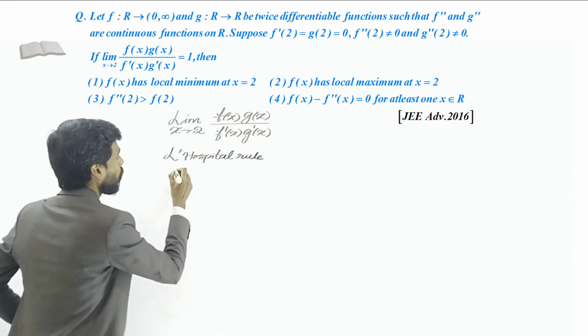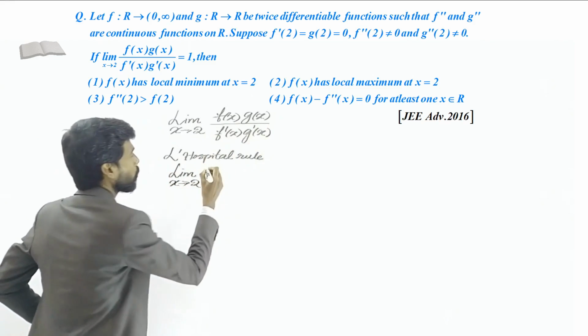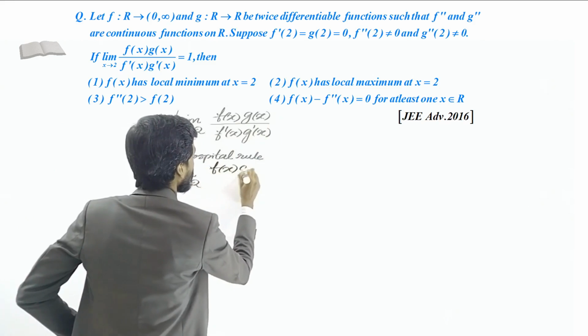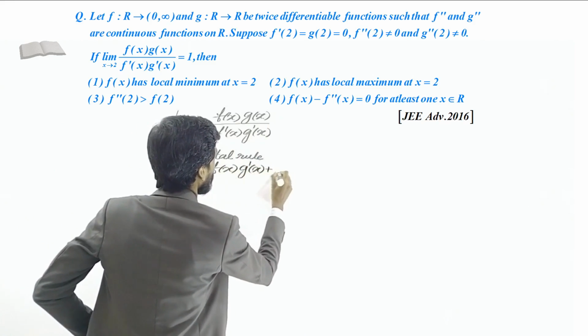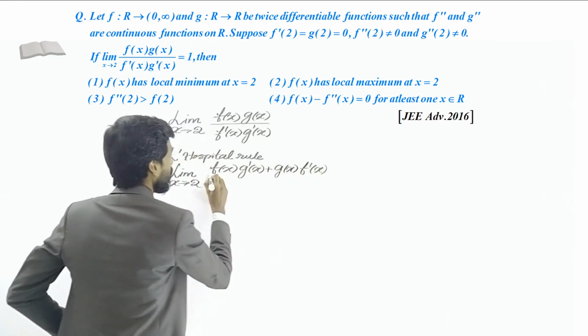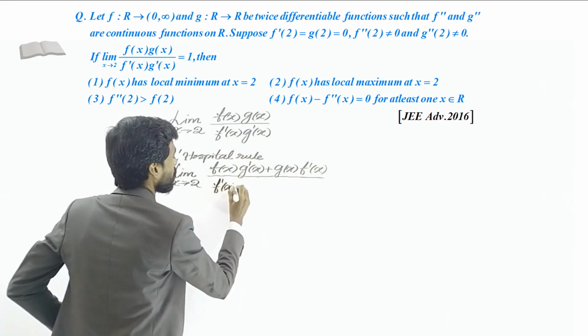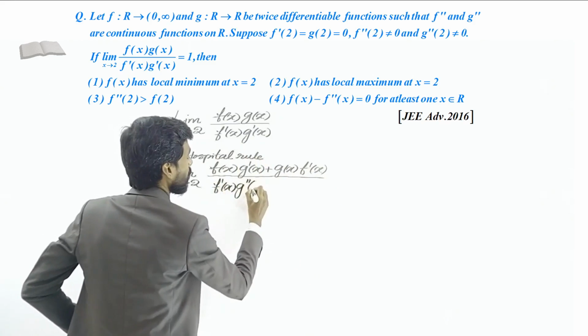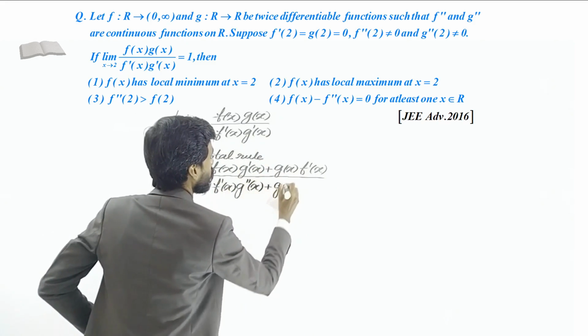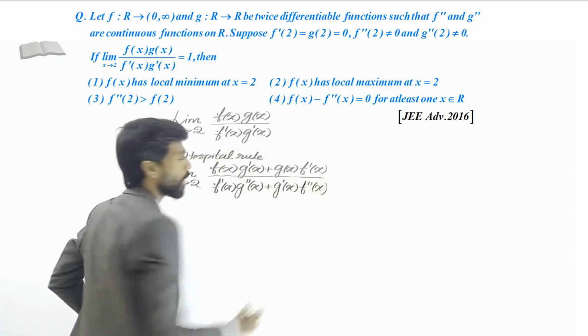Let's find the derivative of the numerator and denominator separately. Okay, so what is the derivative? We have to use the product rule. F of x multiplied by g dash x plus g of x multiplied by f dash x. So that is the derivative of the numerator. Similarly, the denominator: f dash of x multiplied by the derivative of g dash, that is the second derivative, plus g dash of x multiplied by the derivative of f dash, f double dash x. Okay, so this is the derivative.